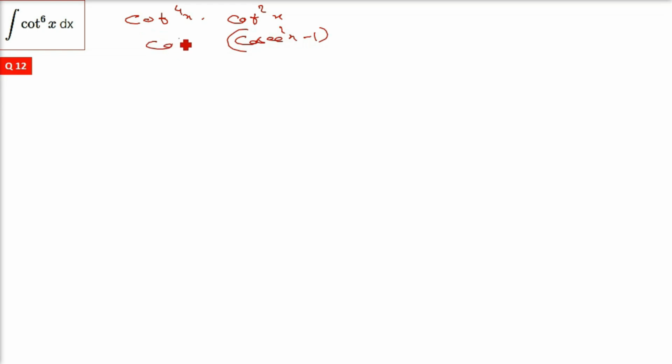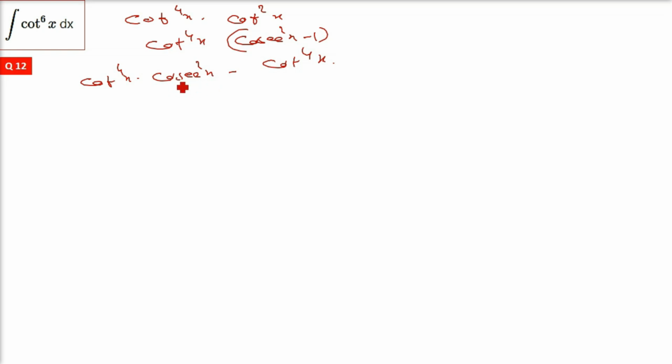So cot raised 4x into cot square x will form cot raised 6x. Cot raised 4x remains like that, and one of the cot square x will be written as cosec square x minus 1. Now multiply this cosec square x inside: cot raised 4x into cosec square x minus cot raised 4x. Cot raised 4x was already done by us, if you remember.